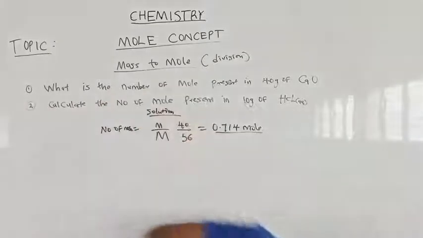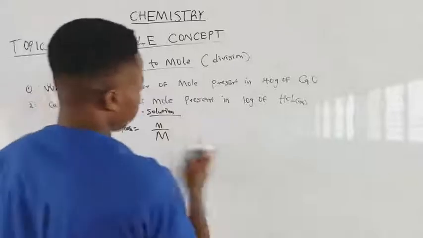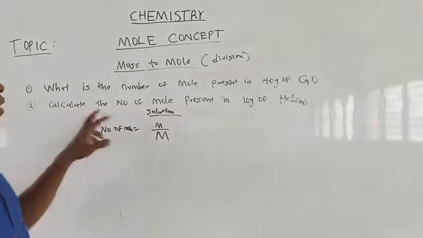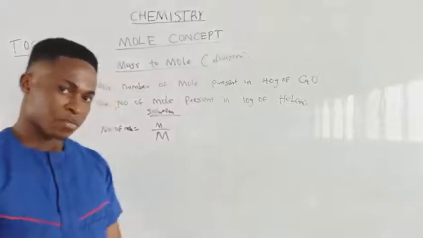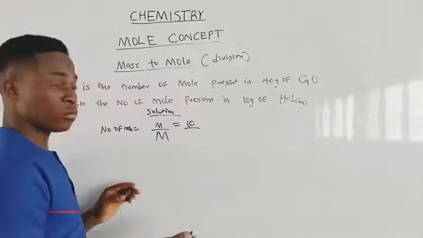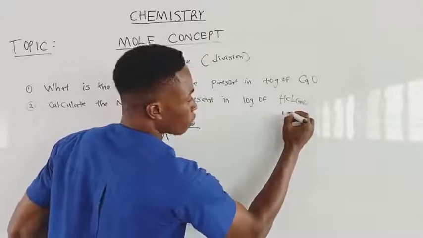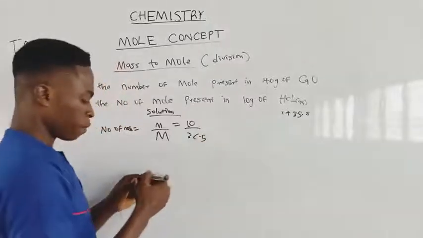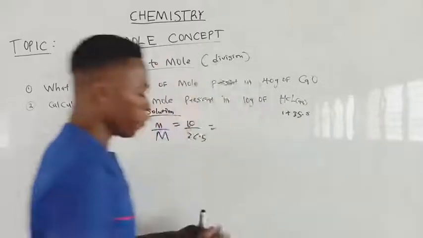Alright. Having jotted down, let's move on. Number 2 says, calculate the number of mole present in 10 grams of HCl. The same thing: mass over molar mass, which is 10 grams all over the molar mass of HCl. The hydrogen there is 1, plus 35.5, which is 36.5. So it is 10 divided by 36.5.